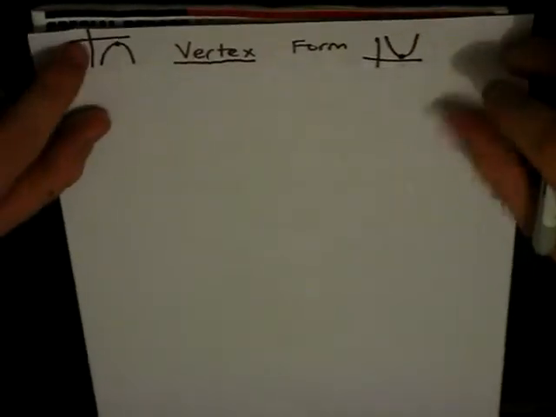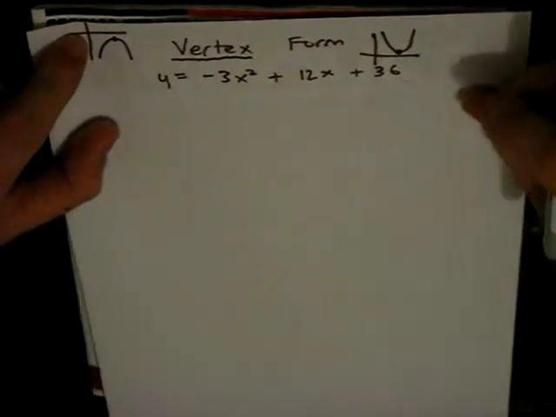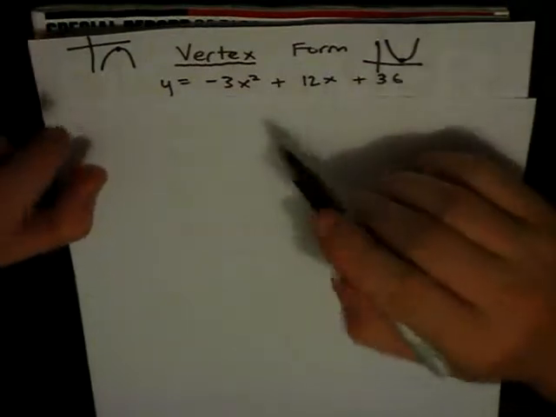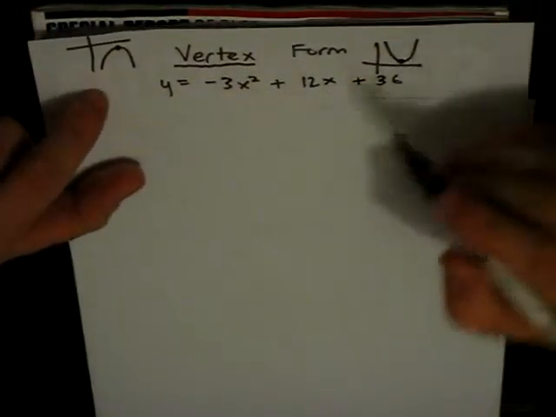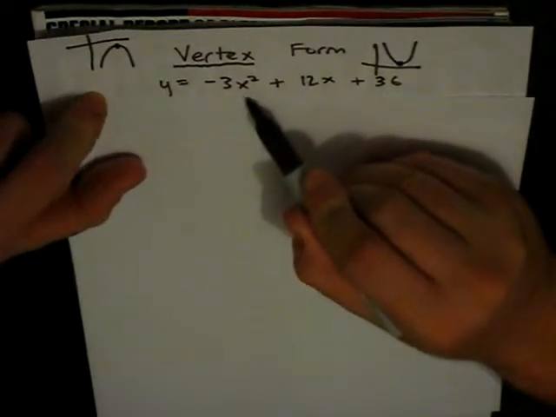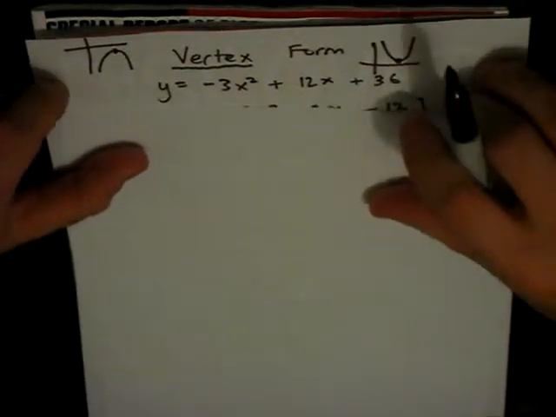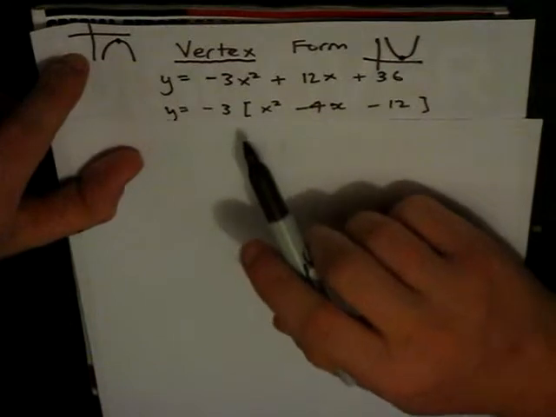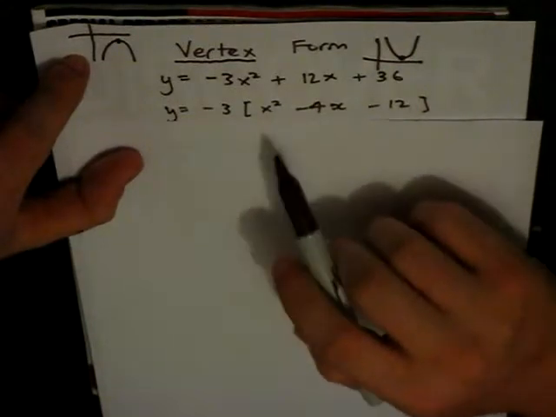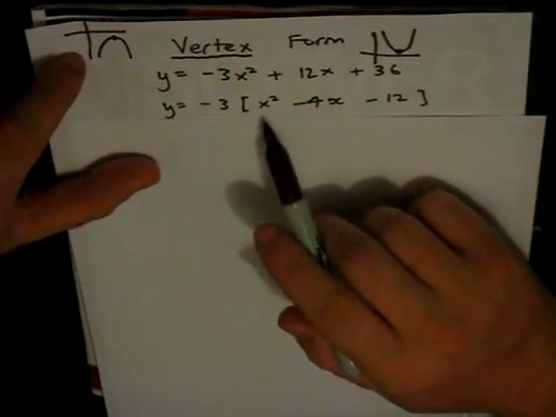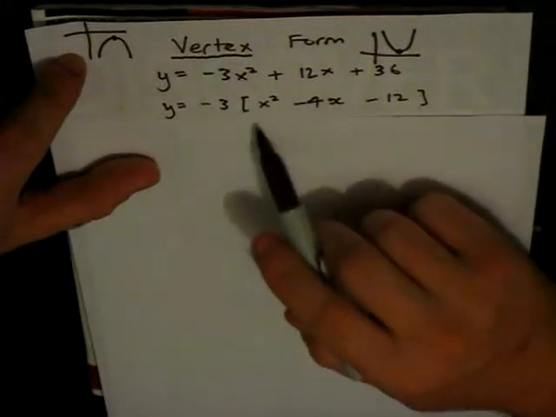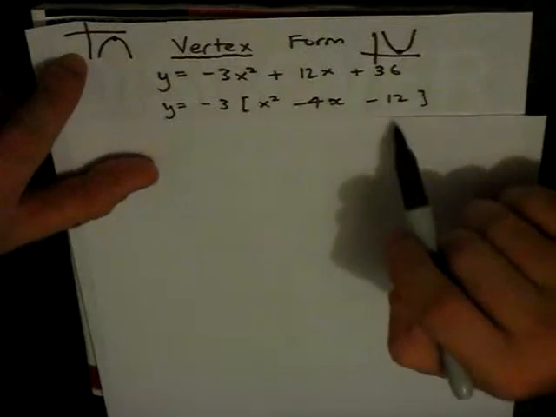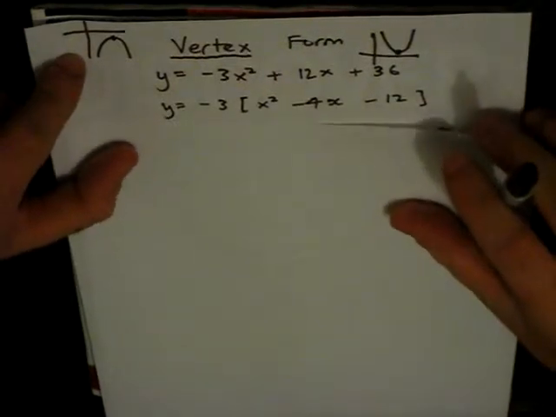So the first thing you have to do with this is get rid of that coefficient, or factor it out, so that you've got a single x squared. What you want there is just 1x squared. So divide by the number in front of x squared, and you'll have to do that to every term in the expression, and you've got x squared. Divide 12x by minus 3, you got minus 4x. Divide 36 by minus 3, you got minus 12.